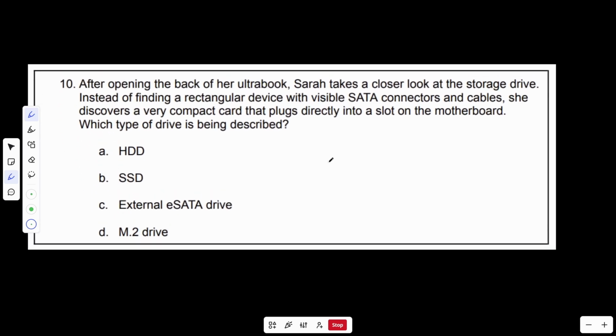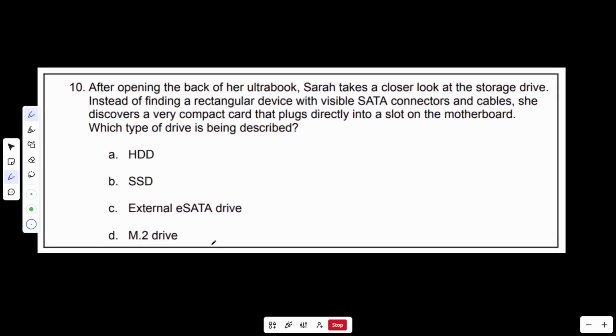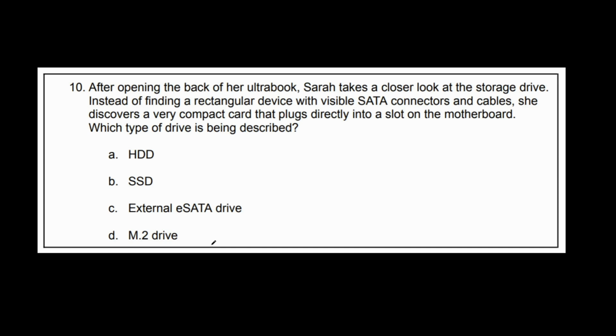All right, let's try the next one. The question reads, after opening the back of her Ultrabook, Sarah takes a closer look at the storage drive. Instead of finding a rectangular device with visible SATA connectors and cables, she discovers a very compact card that plugs directly into a slot on the motherboard. Which type of drive is being described? A, HDD, B, SSD, C, external eSATA drive, or D, M2 drive?